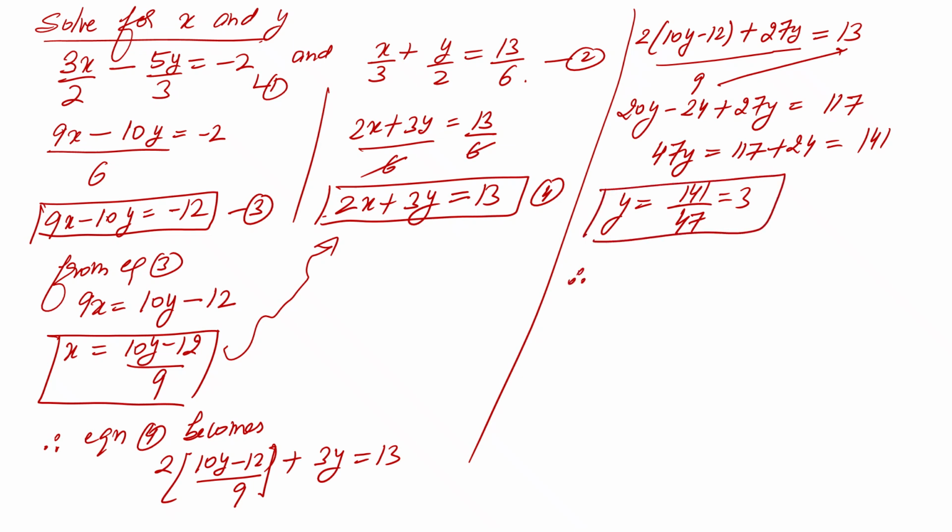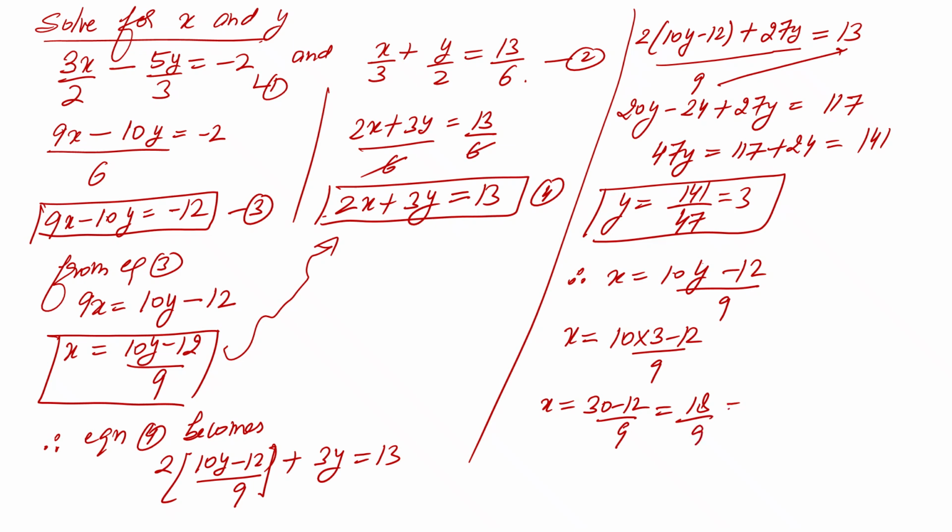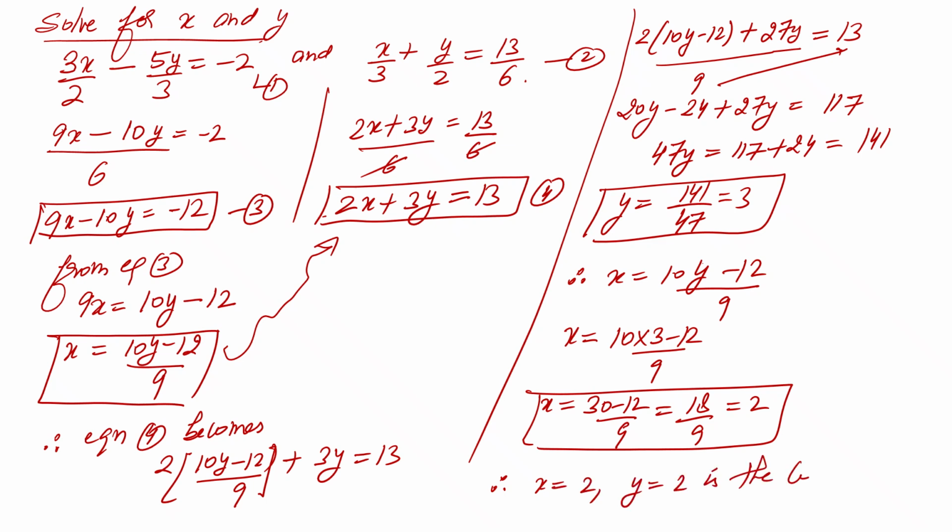So therefore x would be equal to 10y minus 12/9. Now we will substitute the value of y here, so what will the value of x be? 10 into 3 minus 12/9, 30 minus 12/9, which is equal to 18/9, which is equal to 2, right? So therefore x=2, y=3 is the required solution. You can write this, okay, is the required solution.